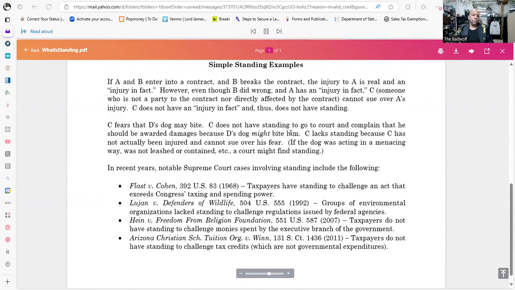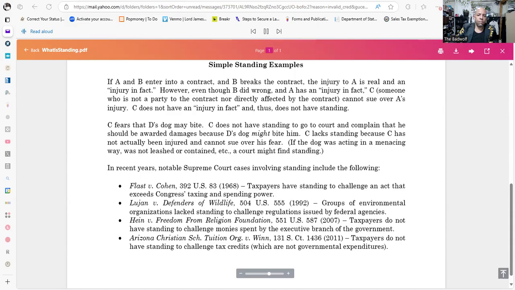C fears that D's dog may bite. C does not have standing to go to court and complain that he should be awarded damages because D's dog might bite him. C lacks standing because C has not actually been injured and cannot sue over his fear. If the dog was acting in a menacing way, was not leashed or contained, etc., a court might find standing.